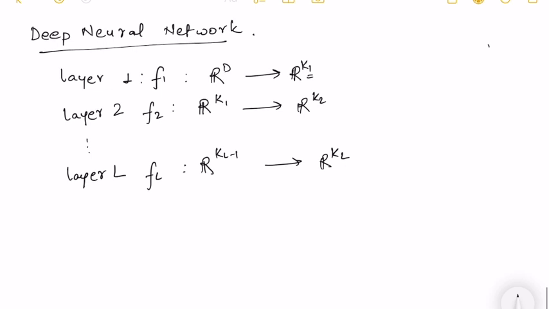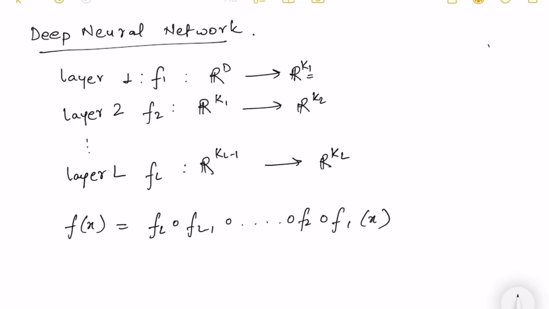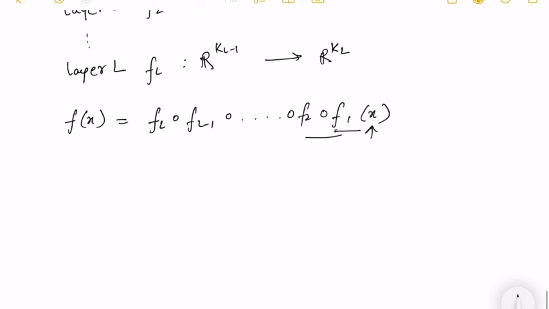And the overall neural network can be represented as a composition of all of those individual layers, right? So just fl composed with f(l-1) composed with dot dot dot f2 composed with f1 of x. Because each of these layers is applied sequentially on the data. So this is the data, you apply the f1 layer and then the f2 layer and then the f3 layer and so on. So let's look at one specific layer a little bit more in detail.